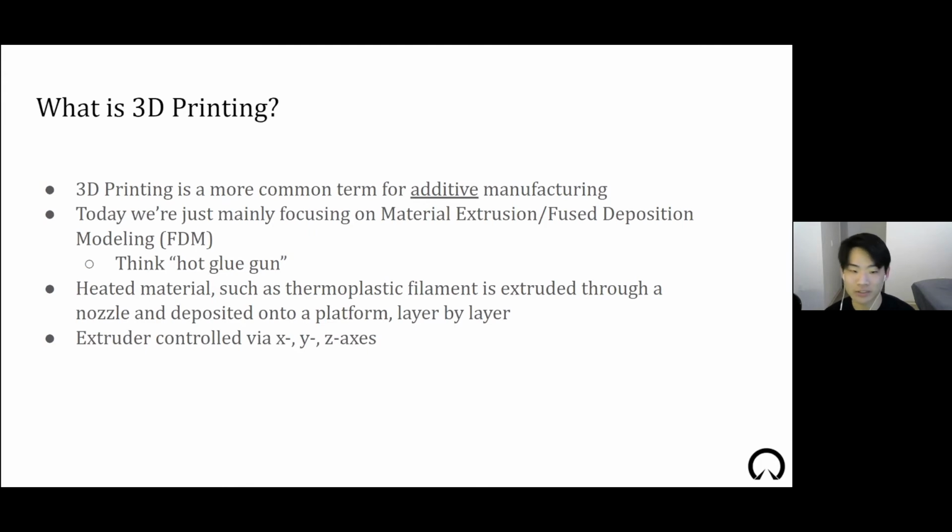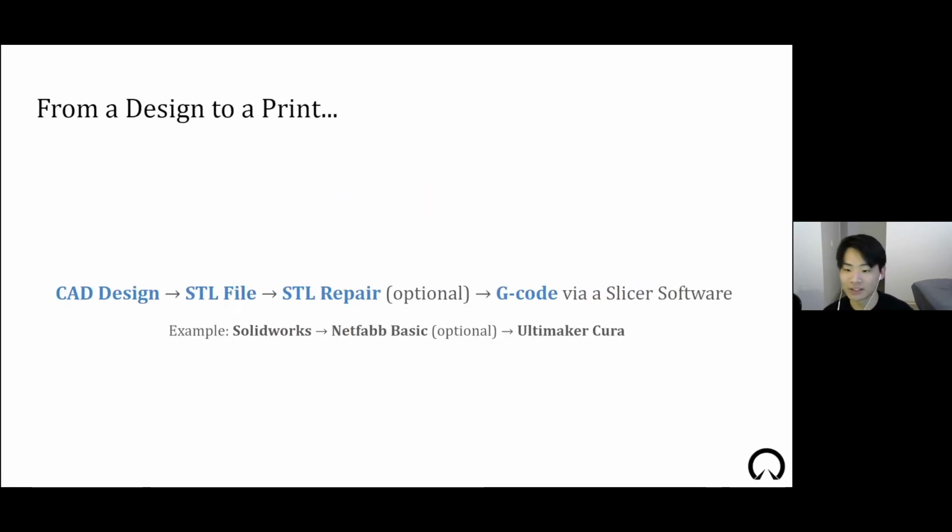Today, we'll just mainly be discussing material extrusion / fused deposition modeling, which is what consumer 3D printers do when they print stuff. Essentially, the way it works is that heated material, which is typically a thermoplastic, is extruded through a nozzle and deposited onto a platform layer by layer. And this extruder is controlled by 3 motors to have full range of motion within the X, Y, and Z axes. You can kind of think of it as an automated hot glue gun.